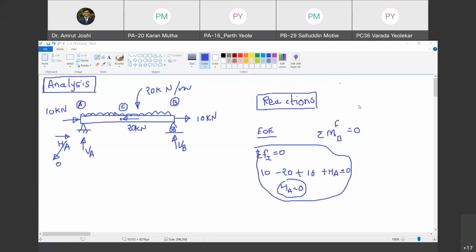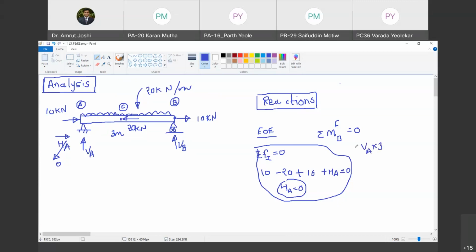Sir, we'll also need the distance between A and B. Yeah, so that I will provide. Let us say this distance is 3 meters. So how do we write now? The 10 kilonewton, 20 kilonewton and 10 kilonewton forces are not going to produce any moment at B because they pass through B. However, VA is going to produce a moment, and that is VA into 3.